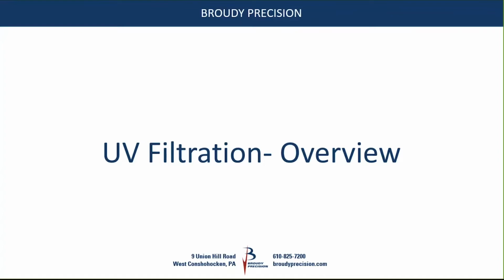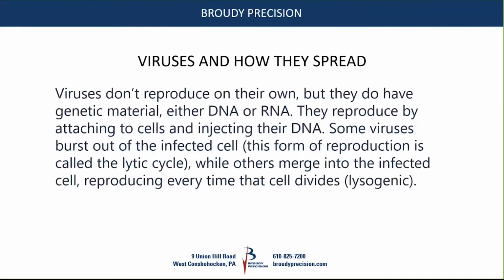which is a virus. And viruses, they don't reproduce on their own, but they do have genetic material, either DNA or RNA. And they reproduce by attaching to cells, injecting their DNA. So there's a couple of different ways that happens. The virus bursts out of infected cells, this is called the lytic cycle, while others merge into infected cells, reproducing every time the cell divides. That's lysogenic. So that's how they spread.